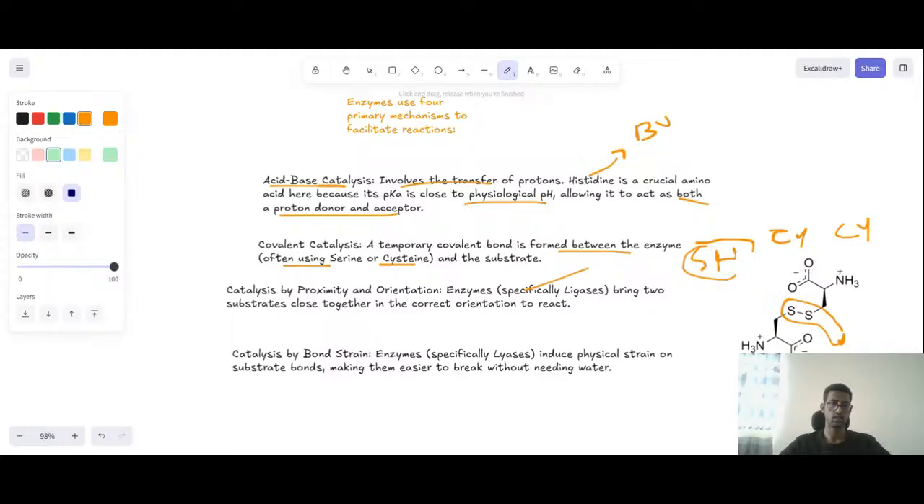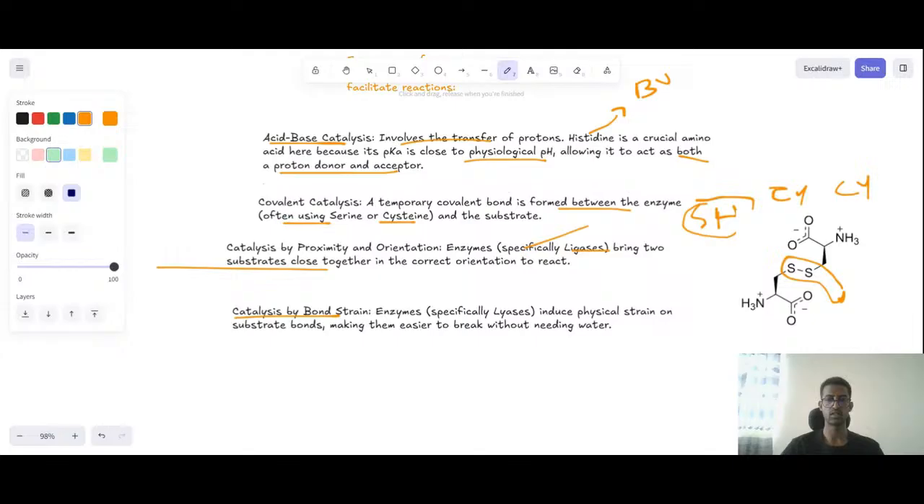So catalysis by proximity: the ones that do this are ligases, specifically ligase enzymes. They join, bringing substrates close together. Ligases are the sixth enzyme class. Catalysis by bond strain: enzymes, specifically lyases, induce physical strain on the substrate bond, making it easier to break without needing water. So lyases are the fifth one.